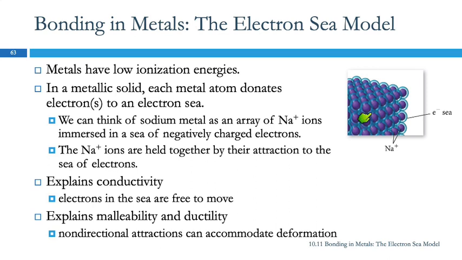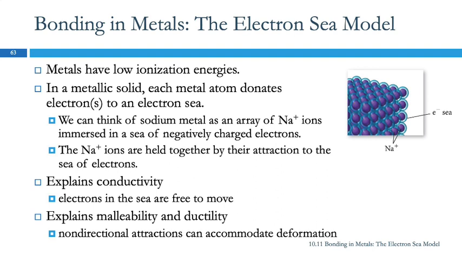The electrons in this sea are free to move. They're not attached to a particular atom or ion, and so they can just wander around. And we need a charged particle moving in order for electrical conductivity. So that's how electricity is conducted by metals. It's because there are electrons in this sea that are able to move.